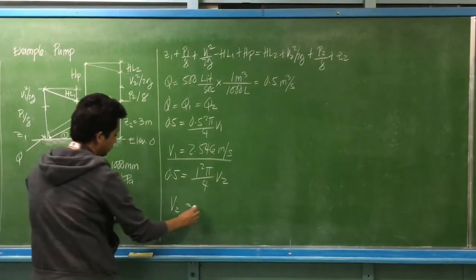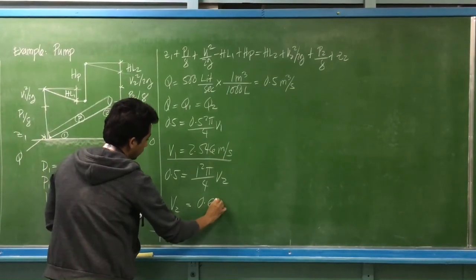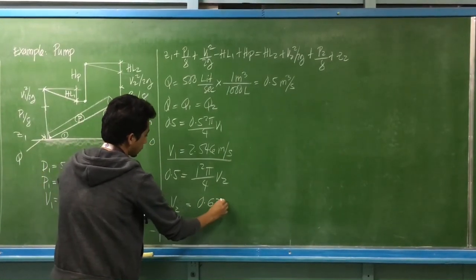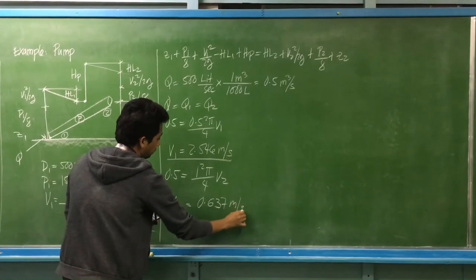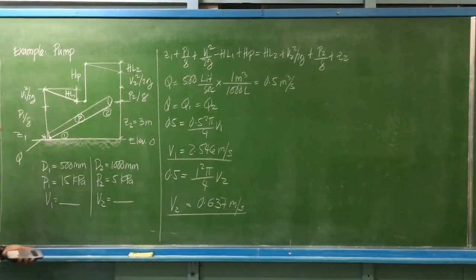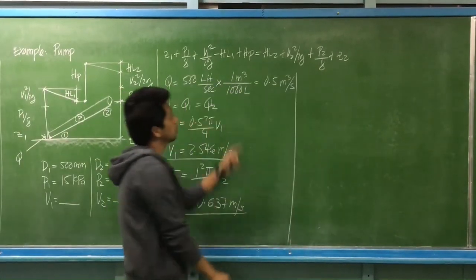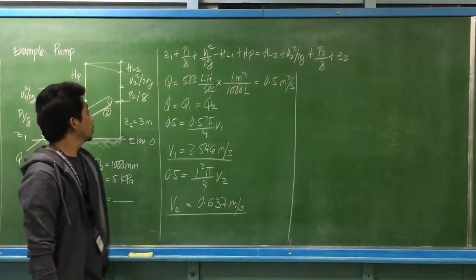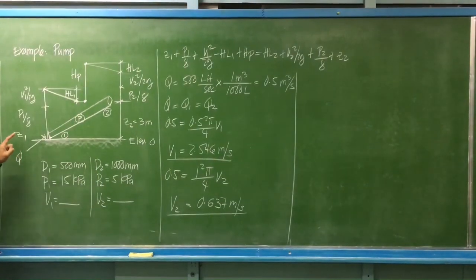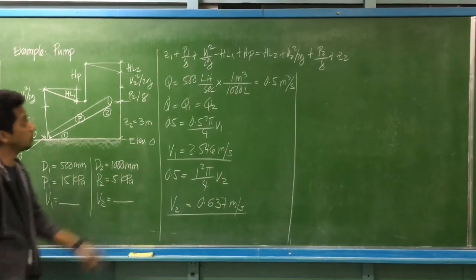Okay, so let's say we have 0.637 meter per second. Okay, those are the velocities. I think we may now substitute these values to the energy equation. So again, what is our elevation 1? Since it is a reference point, elevation 0.